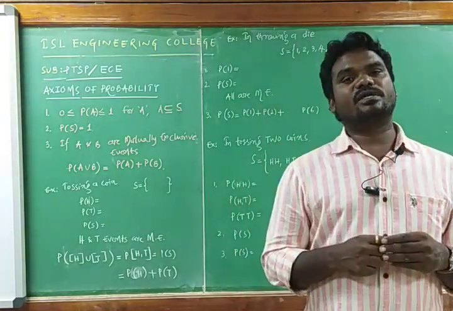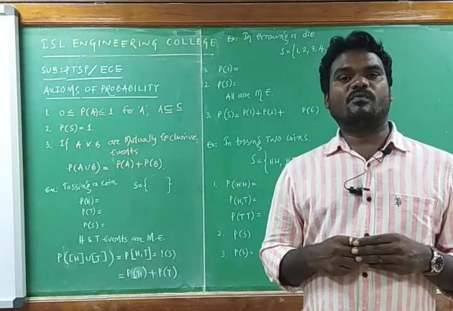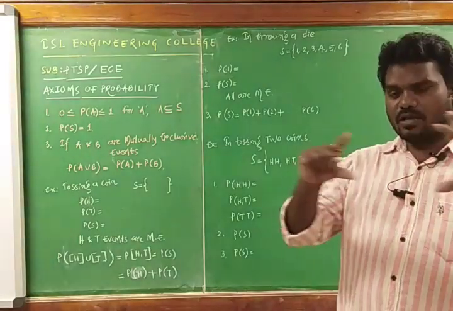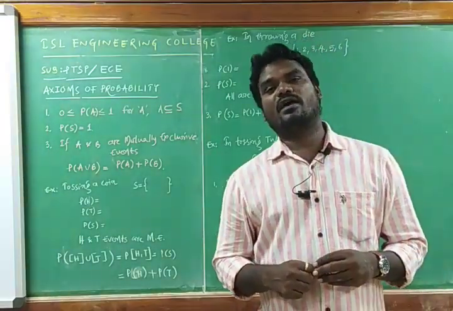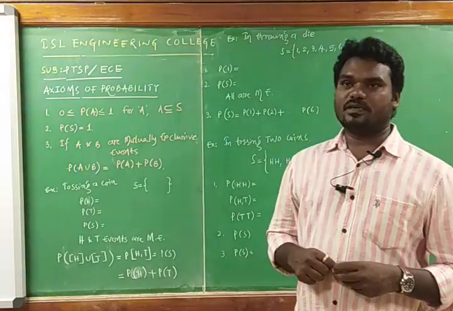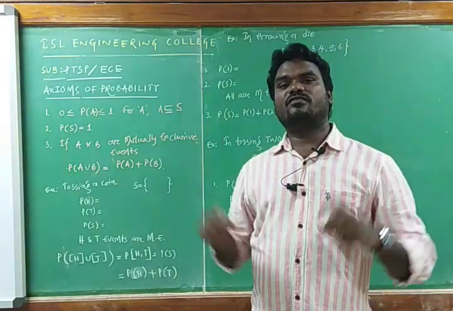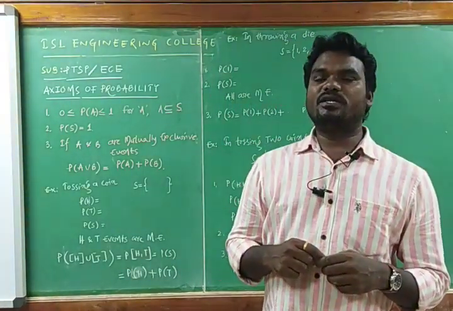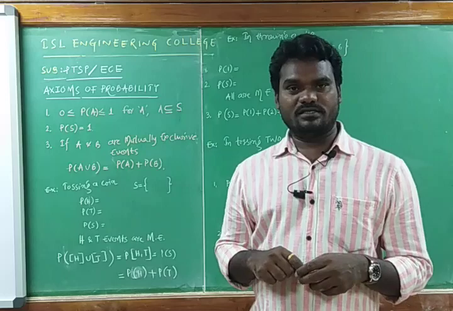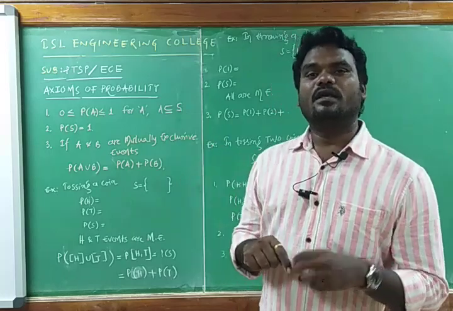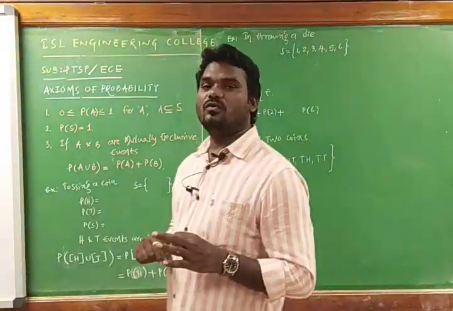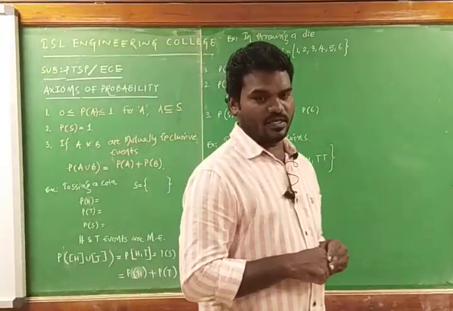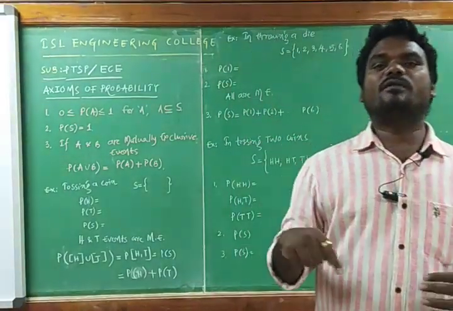a sample space is the total number of possible outcomes of an event. We have some set of events, and that is called the sample space. If we calculate the probability of any event in that set, it must have a value that lies between 0 and 1 only. It should not be negative, it should not be more than 1.